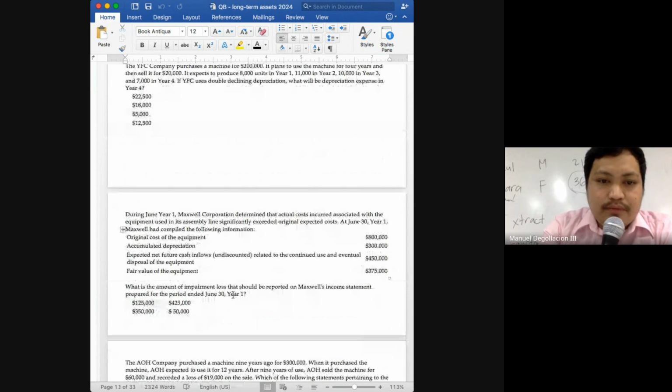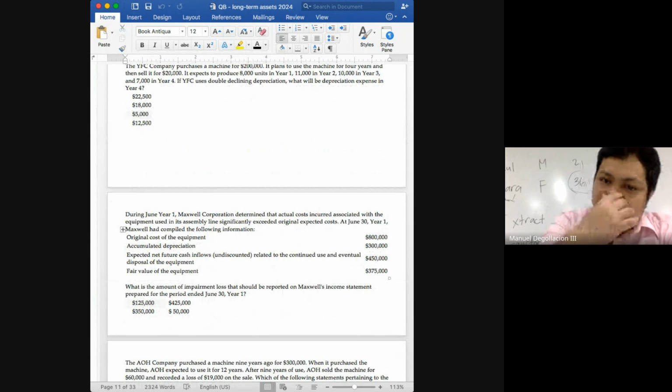Next question here is, what is the amount of impairment loss that should be reported on the company's income statement prepared for the period ended June 30? It was the scenario here. Original cost is 800 and then accumulated depreciation is 300.